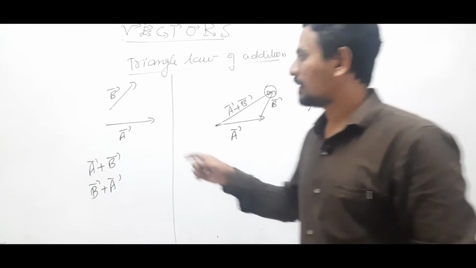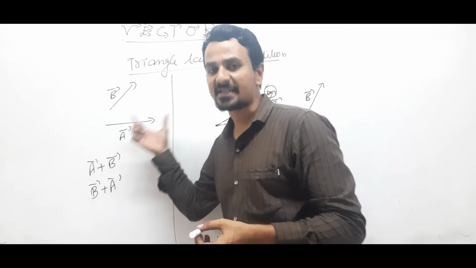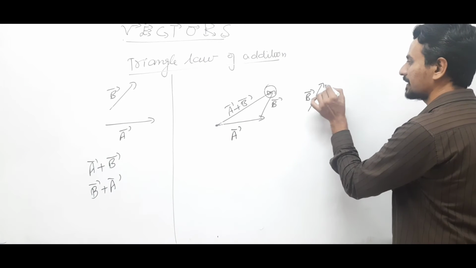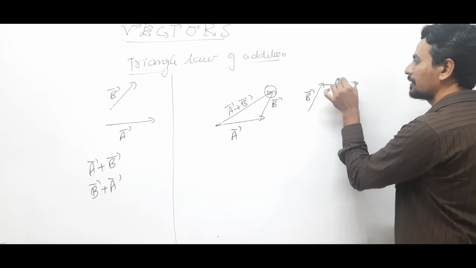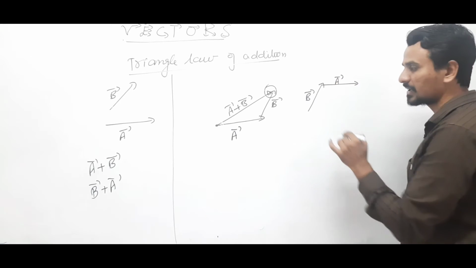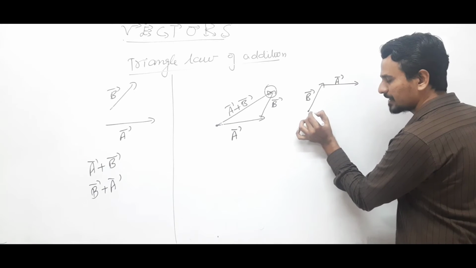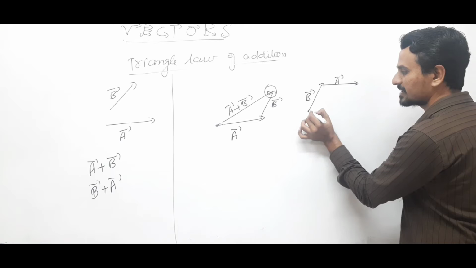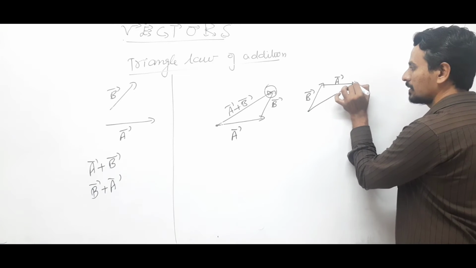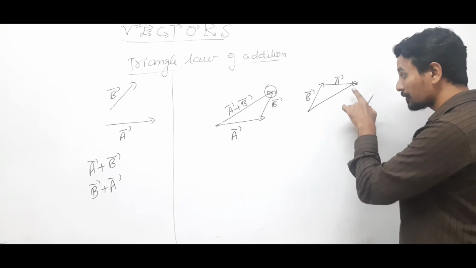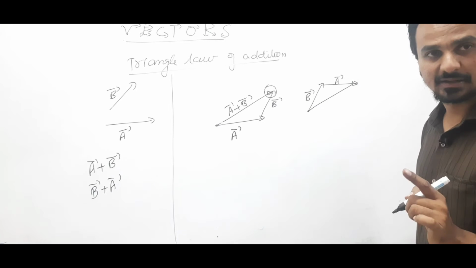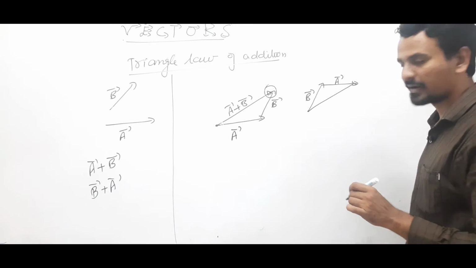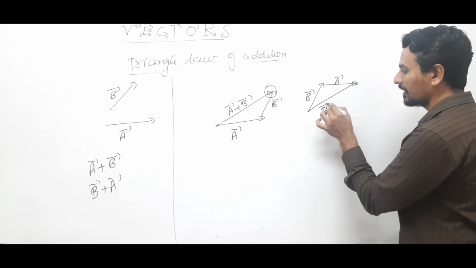Put the tail of the second vector on the head of the first vector. So this will be your vector A. Now from the tail of the first vector, draw the resultant vector, and head should meet head. You need to draw the arrow. It is very compulsory, it shows the direction. So this will be your B plus A.